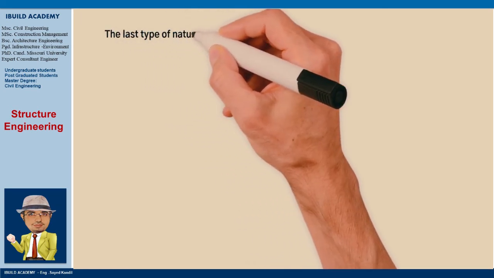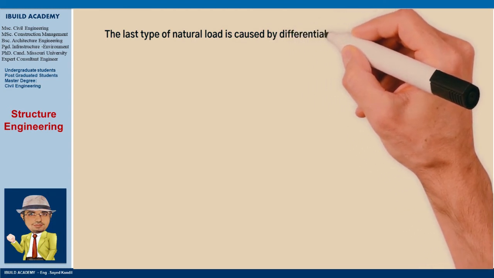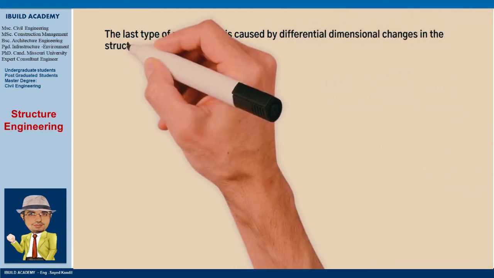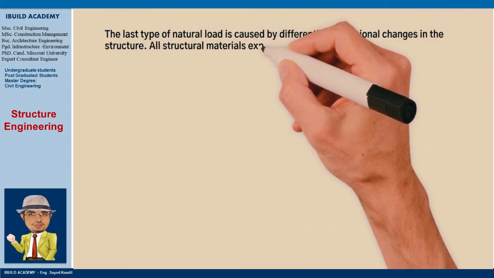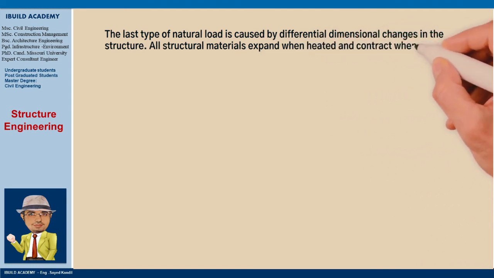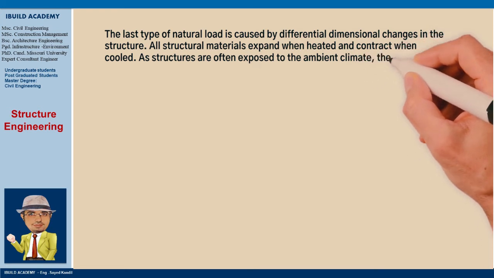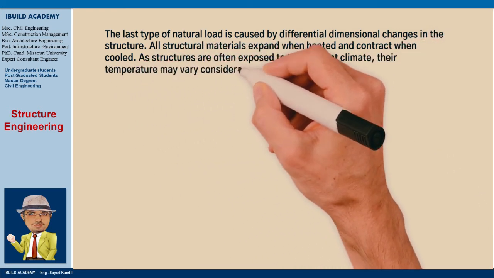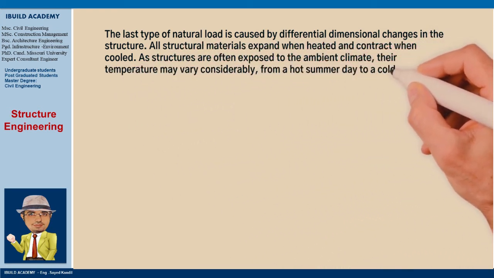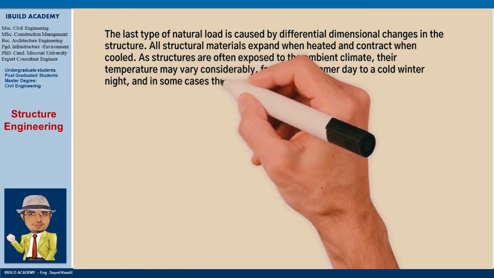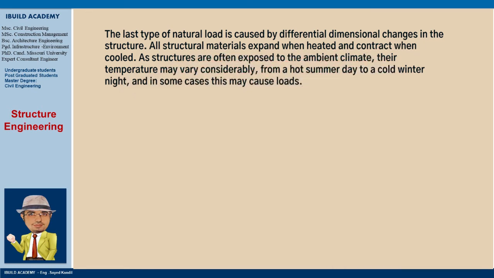The last type of natural load is caused by differential dimensional changes in the structure. All structural materials expand when heated and contract when cooled. As structures are often exposed to the ambient climate, their temperature may vary considerably, from a hot summer day to a cold winter night, and in some cases this may cause loads. An example illustrates how this may happen.